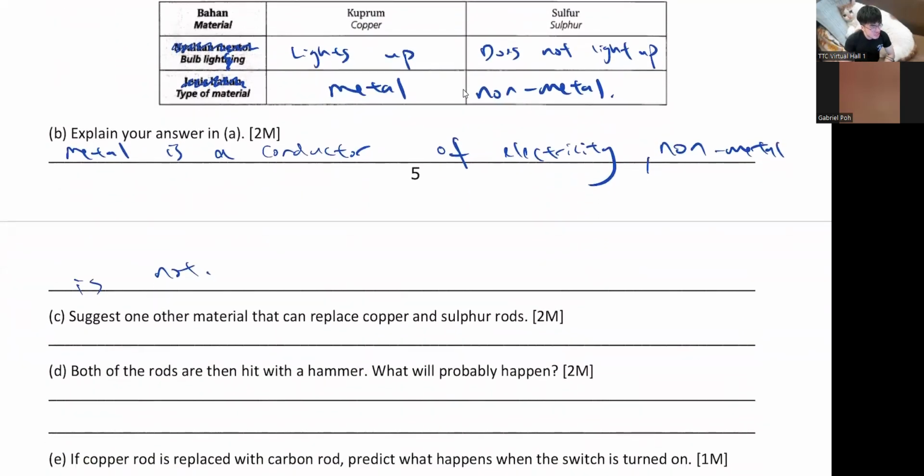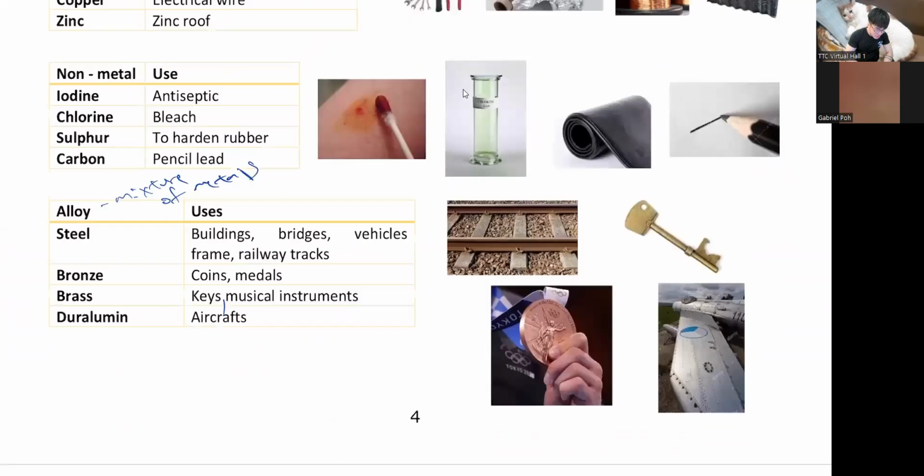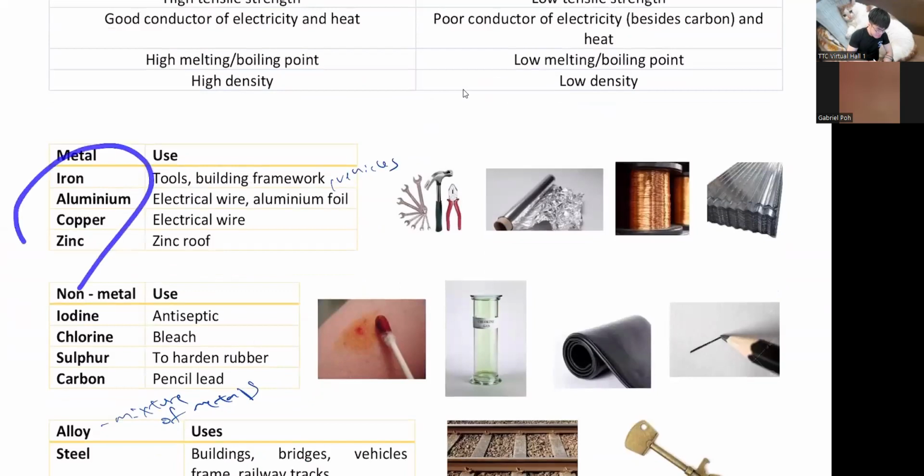Right, see, suggest one other material that can replace copper and sulfur. Right, so who can replace copper? Any metal. Okay, I can go for aluminum. Okay, aluminum. Any metal will do. So what about sulfur? You can replace it with iodine. Right, there's a list for you to choose here.